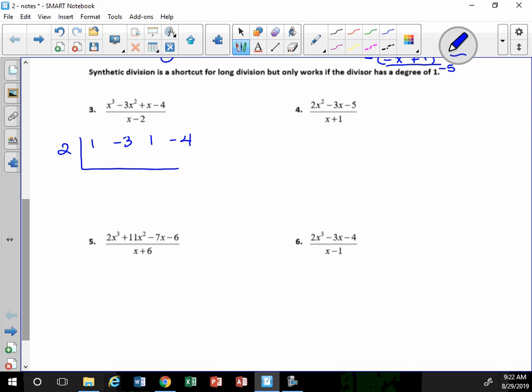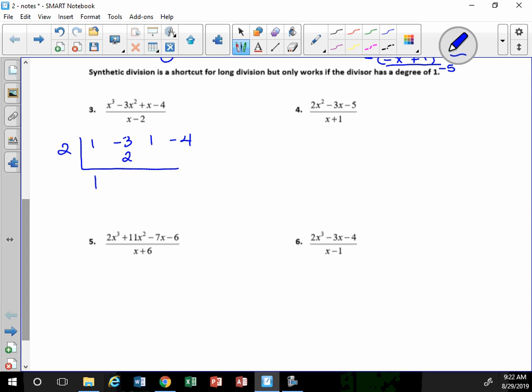This one's clearly just nicer. You don't have all the x's. All right, how do I start? Bring the 1 down. Good. Okay. What you've brought down, you multiply by the number outside. So I'm going to do 1 times 2, which is 2. And that lines up under the next number.